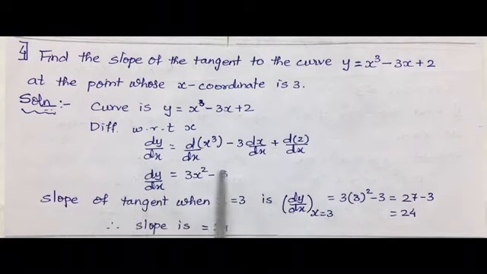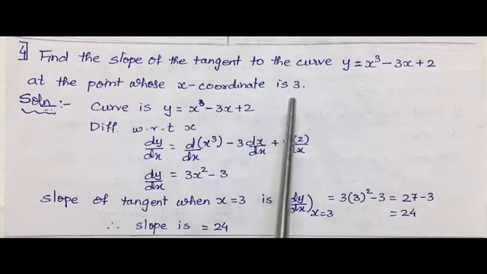Now this slope is to be calculated when x takes the value 3. So dy by dx at the point x equal to 3 becomes 3 into 3 square minus 3. So 3 into 9 makes it 27 minus 3, that is equal to 24. Therefore the slope is 24 at the point when x is 3.